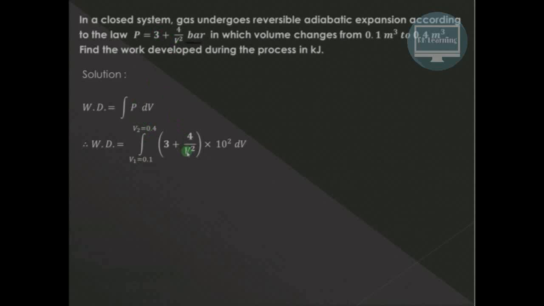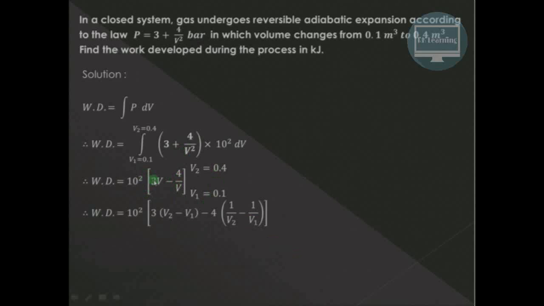Pressure is given by 3 plus 4 upon V square, but that is in bar. Convert this value in kilopascal. So multiply this by 10 raised to 2 into dV. So take this constant outside. Now integration of 3 dV is 3V. Integration of 1 upon V square is minus 1 upon V. So this value will be minus 4 upon V. And the limits are from 0.1 to 0.4.